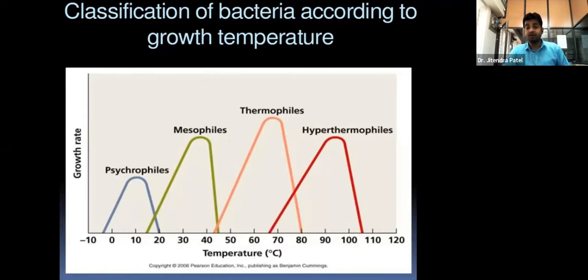Then hyperthermophiles, right? Hyperthermophiles means 67 to 105, right? In this temperature range, as the temperature increases, the growth also increases, and at 90 or 92 it has the maximum or optimum temperature, and beyond this they are going to die. So this is the growth profile for the categorization of microorganisms as per temperature survival, right?